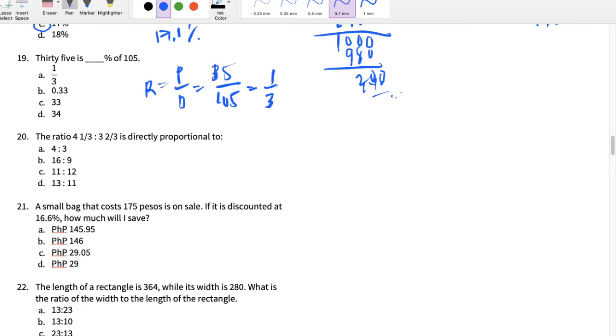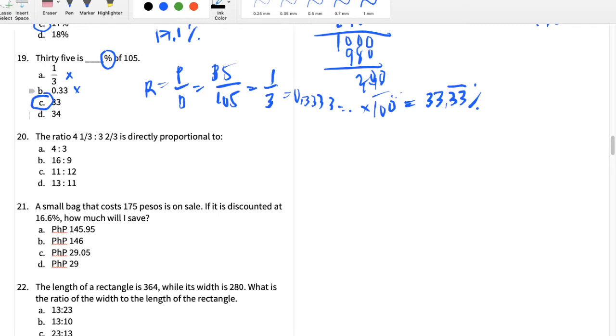Okay, baka ito yung agad yung isagot nyo, but notice guys, we have a percent sign here. So hindi ito yung sagot, hindi din ito. Okay? This is equal to 0.3333 and so on. To convert it to percent, multiply natin by 100, we will get 33.33%. Looking at the choices, our best answer would be letter C, 33% of 105.